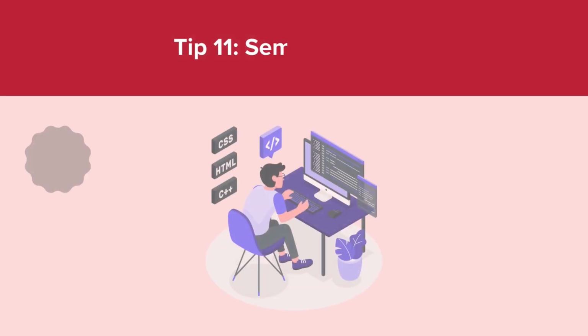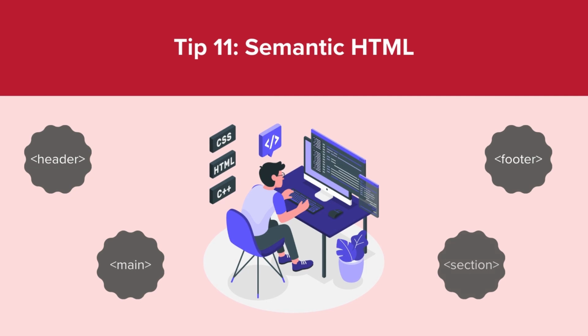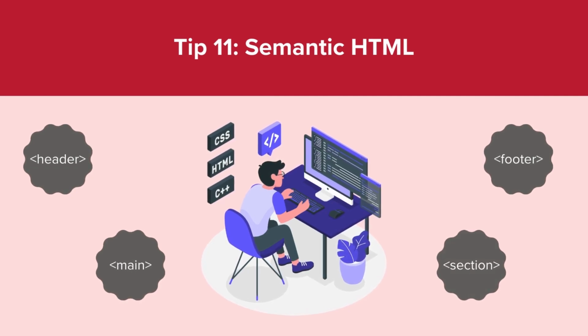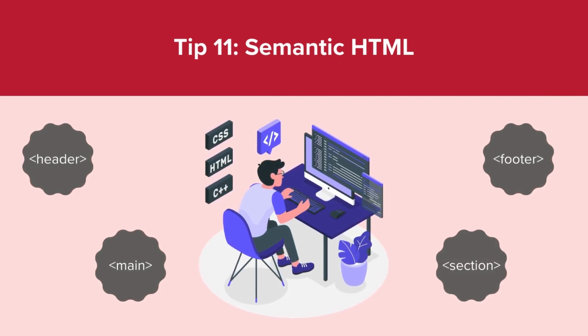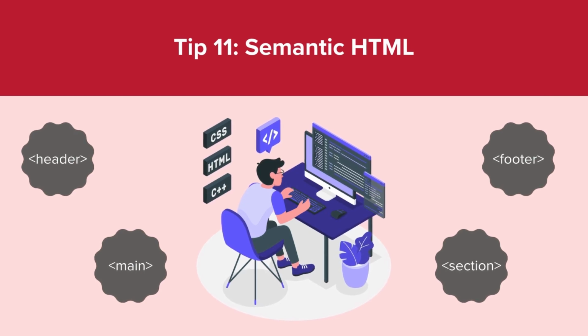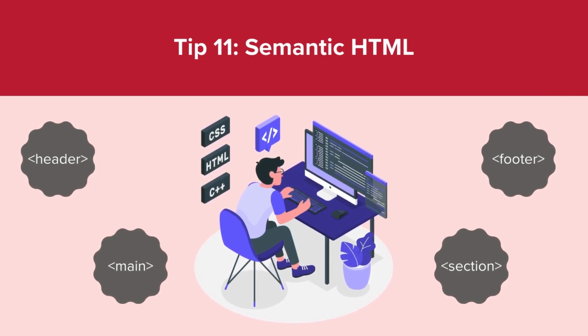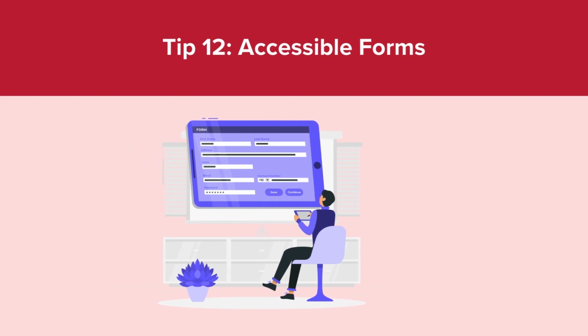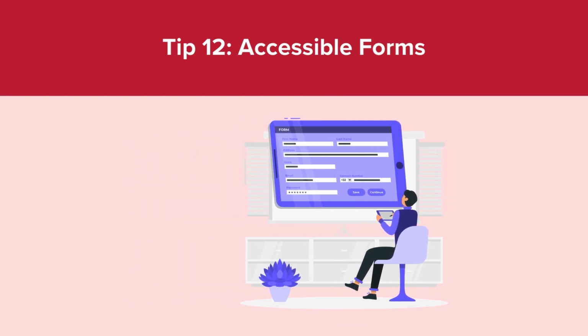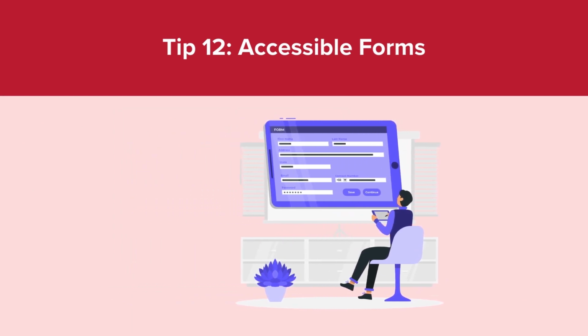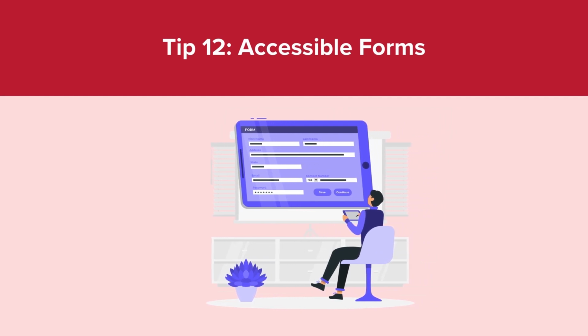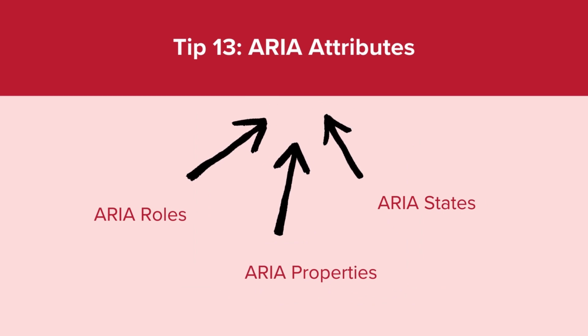Tip number 11. Opt for semantic HTML elements to enhance understanding for users and assistive technologies. This includes using tags like header, main, section, footer, etc. Tip number 12. Create accessible forms with descriptive labels, keyboard accessibility, validation checks, and clear instructions or error messages for a better user experience. Tip number 13. You can utilize ARIA attributes for additional information. Specify ARIA roles, properties, and states to guide the assistive technologies.